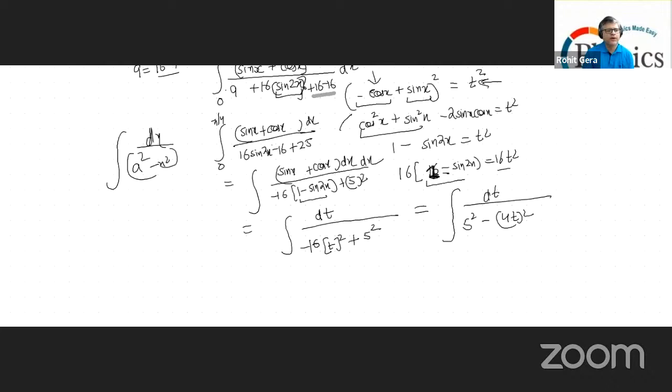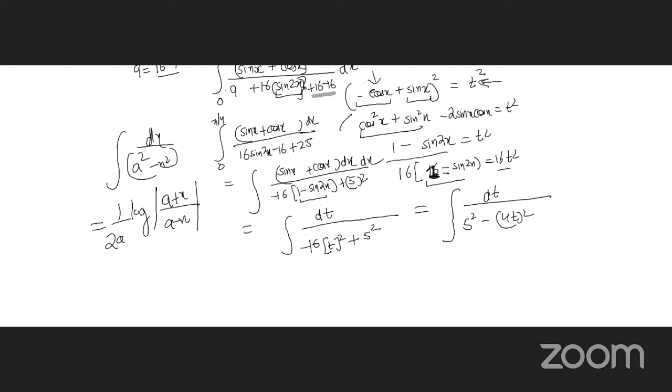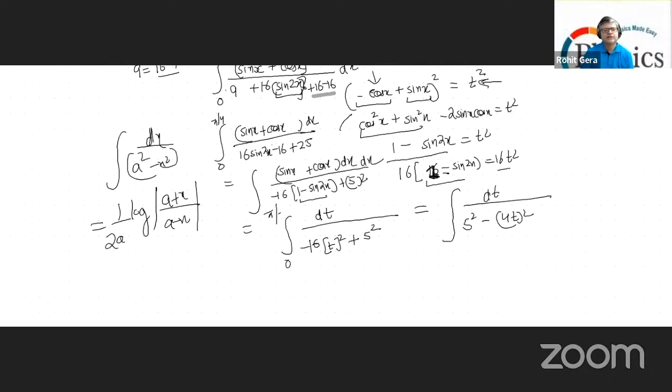It is equal to 1 upon 2a log of a plus x divided by a minus x. And put the value of x, sorry, in our case t, as under root of 1 minus sine 2x. And then use 0 to pi by 2. Put the values, get the answer. Understood.